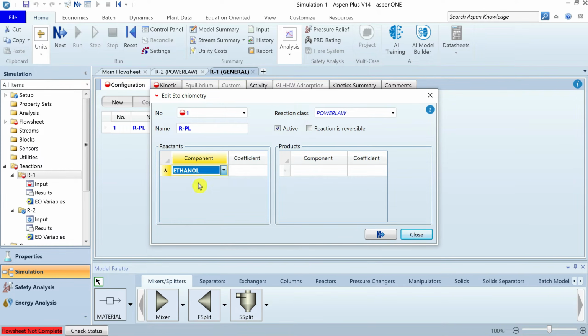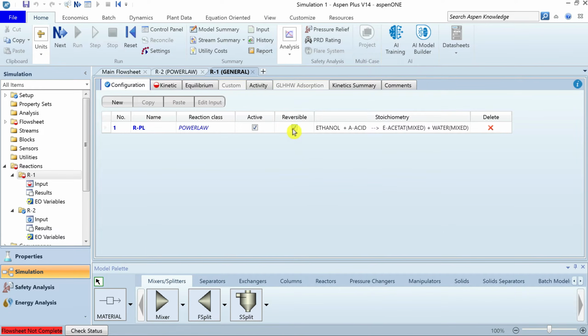Define the components. Ethanol reacts with acetic acid to produce ethyl acetate and water. The coefficients for the forward reaction is -1 for the reactants and 1 for the product components. Put the reaction as reversible. So while adding the reversible, it immediately opens the folder of equilibrium to define the reaction reversibility or the equilibrium constant.